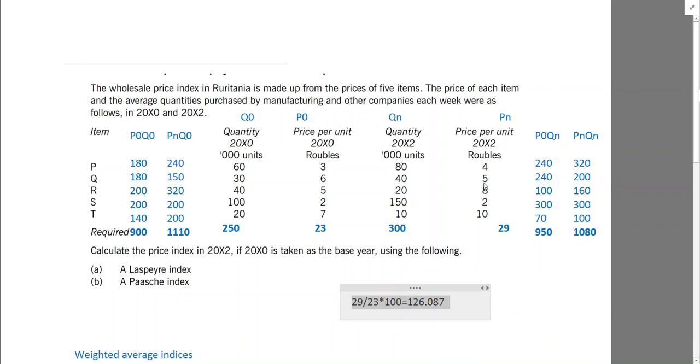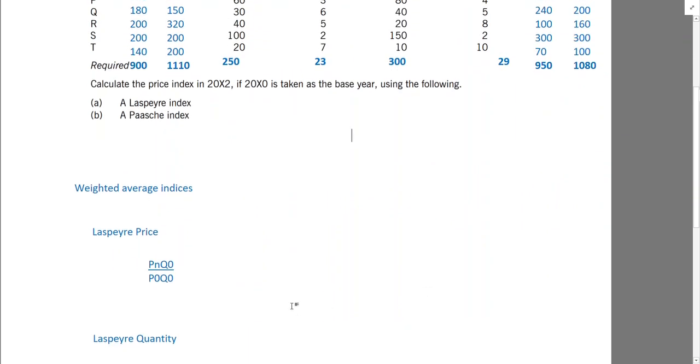But it doesn't, it says that the price has increased. But maybe the thing for which the price has increased, we consume less. Maybe the item for which the price has decreased, we consume that more. So it doesn't give a good picture. That's why we have these Laspeyres indexes and Paasche indexes.